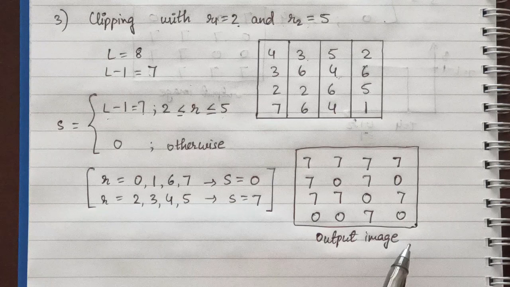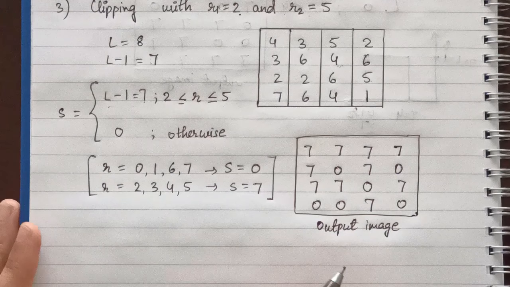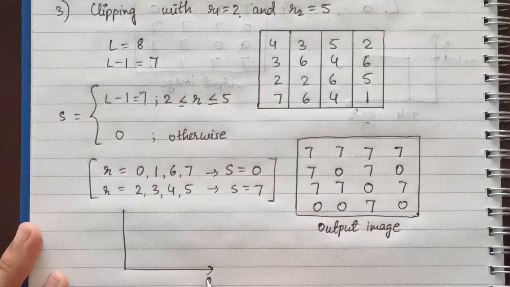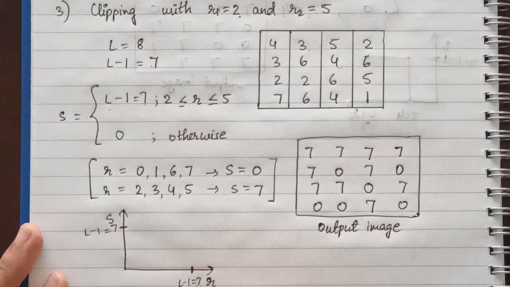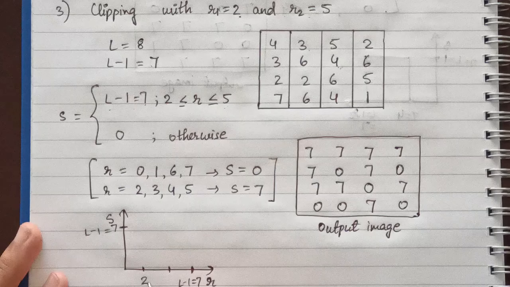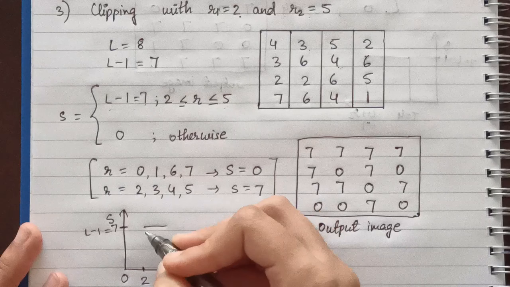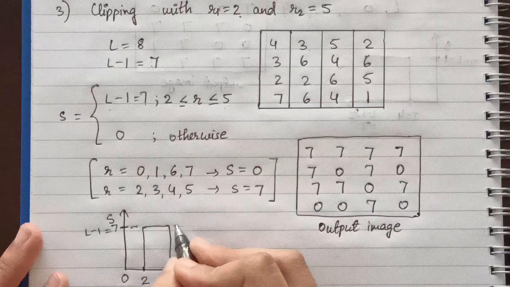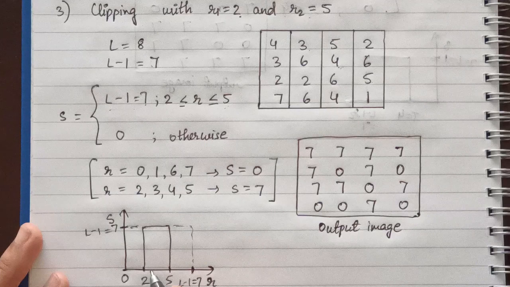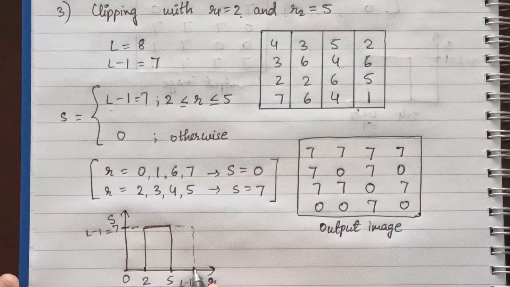Now, what is the graph for clipping? The graph would look something like this. If we take this as R and this as S, here we have L minus 1, 7, and here we have L minus 1, 7. Then for the values 2 to 5, we'll have a value of 7. Outside this, the values are 0. So here 0, between 2 to 5 we have the value 7, and then again 0. So this would be the graph for clipping.